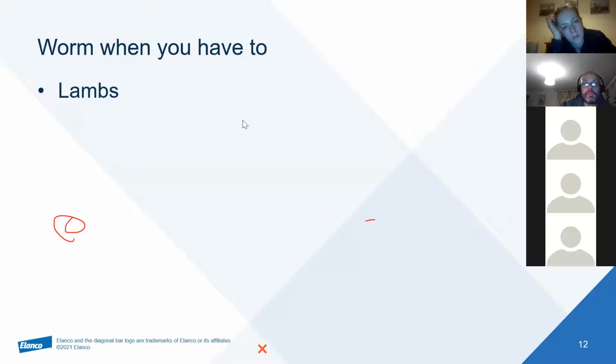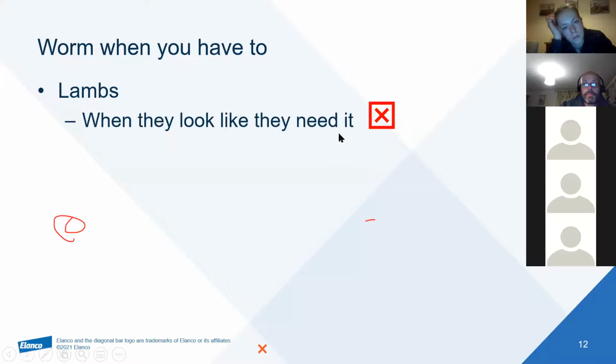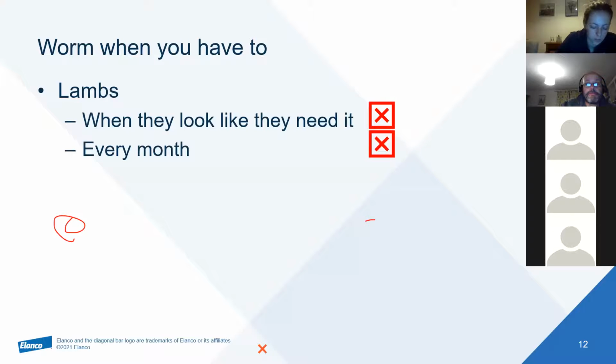What I would think about for lambs is if we wait till they look like they need it, you're too late. You've missed the boat. So if we think back to that graph, we're losing half the growth rate before you can see there's any problem there. So we don't want to wait until that point. If we think about doing it every month, I would say at least half of them, you'll be worming them when there's no worms there. So I wouldn't do that either.